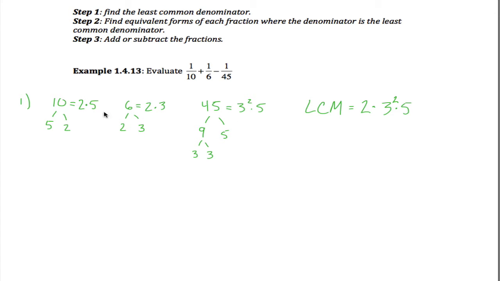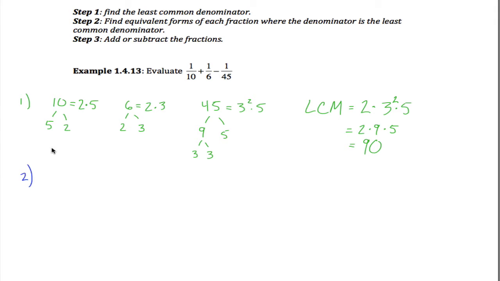And with 5's, we have 1 five here, no 5's here, and 1 five here. So I'll only need 1 five to make sure I have enough for any of these numbers. And so my least common multiple is 2 times 3 squared times 5. In other words, 2 times 9 times 5, which is equal to 90. I can then move on to step 2.